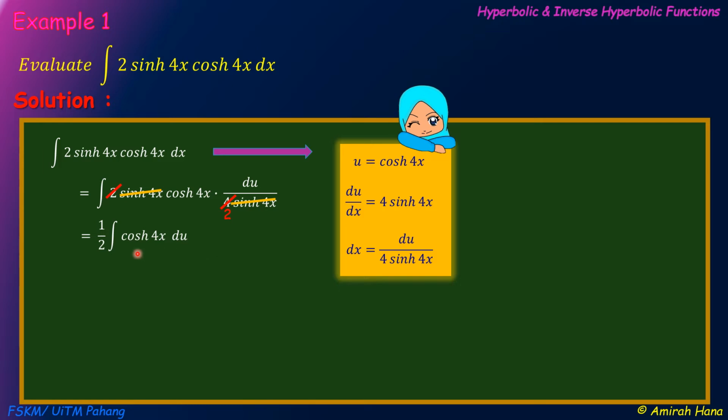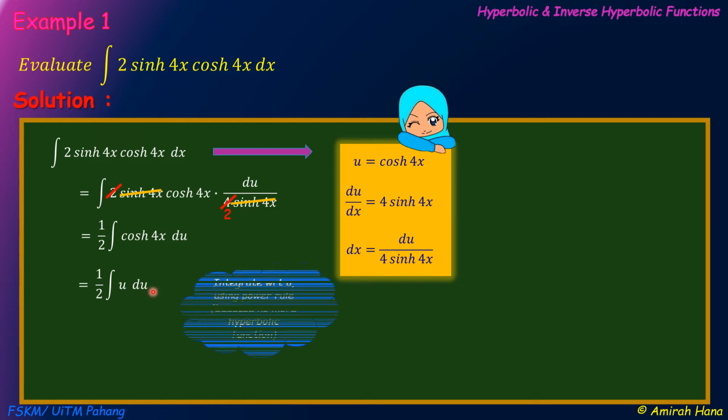Until here, we still cannot integrate because we have cosh 4x in terms of variable x, and at the back we have du. So we still cannot integrate. What we need to do is replace cosh 4x by u. Now we have everything in terms of u and du. So from here, we can integrate with respect to u. We just use the power rule to integrate because there is no more hyperbolic function here.